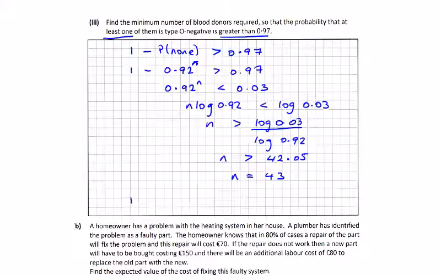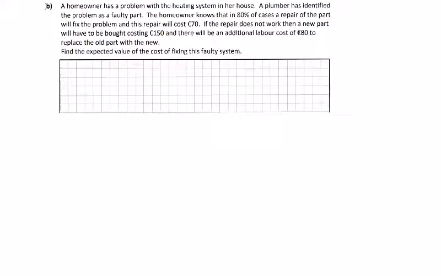So why don't we put that in? 1 minus 0.92 to the power of 43. That's going to give me 0.9722. So may as well check 42. 1 minus 0.92 to the power of 42 is going to give us 0.9698. So you can check to see that you're right here in this exam. 43 is the correct answer.